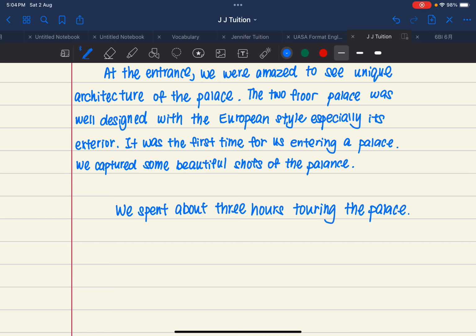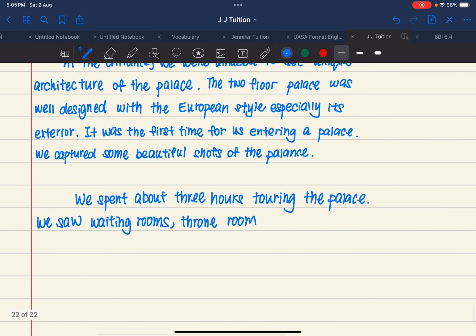Okay, in the palace, what will be visited? Maybe in the palace, we will see waiting rooms, the throne room, which is the king's room, and also some bedrooms. So we write down we saw waiting rooms, throne room, and bedroom.